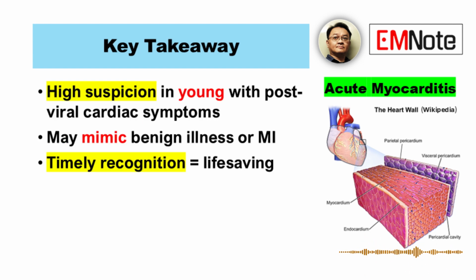Before we wrap up, what's one takeaway you'd like to leave with our listeners? Stay vigilant. Acute myocarditis may masquerade as a benign viral illness or even an acute MI. In young patients with new-onset cardiac symptoms, especially if they follow a recent viral illness, keep myocarditis on your differential. Early suspicion can be life-saving.